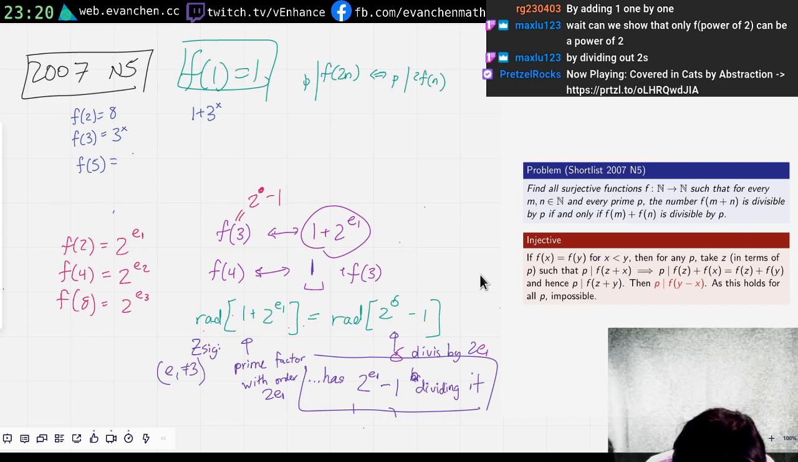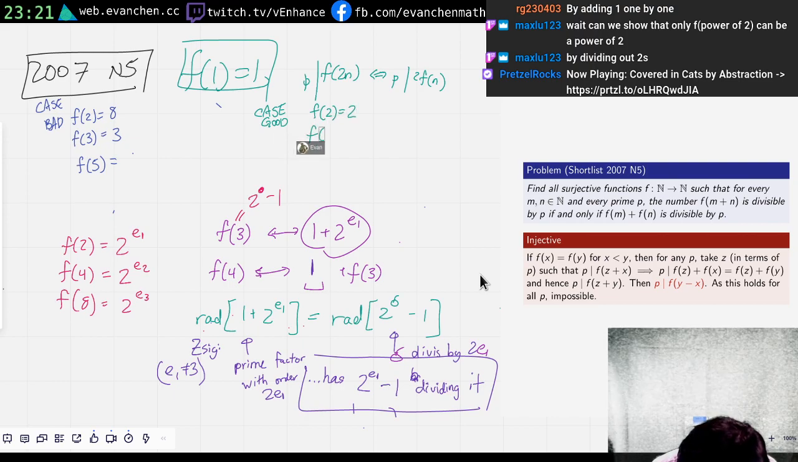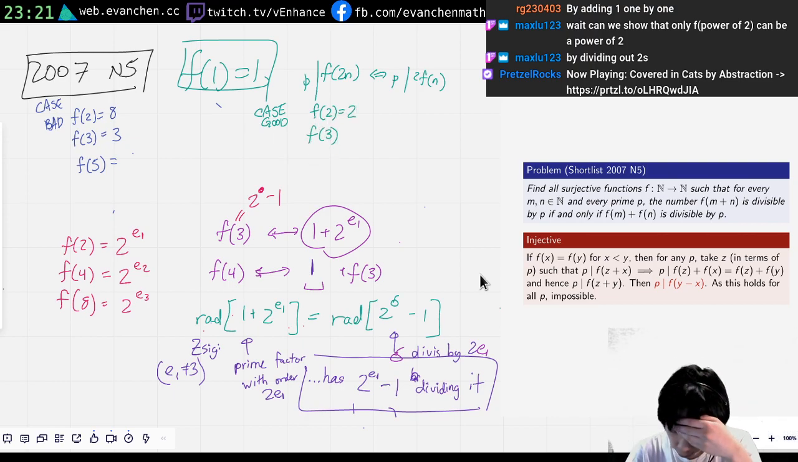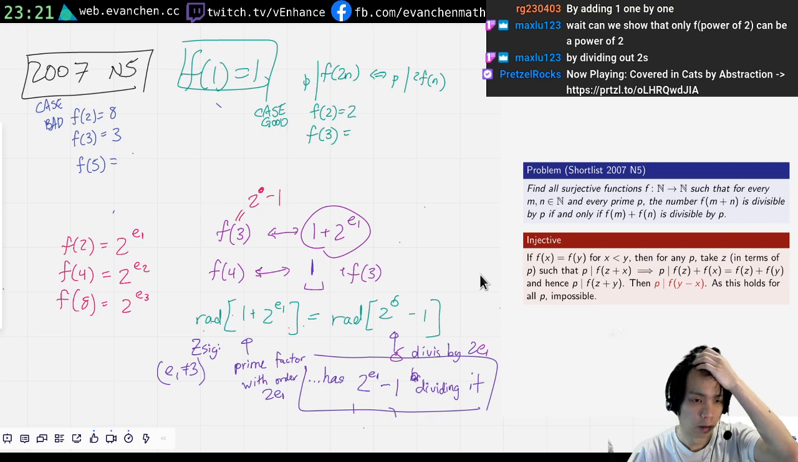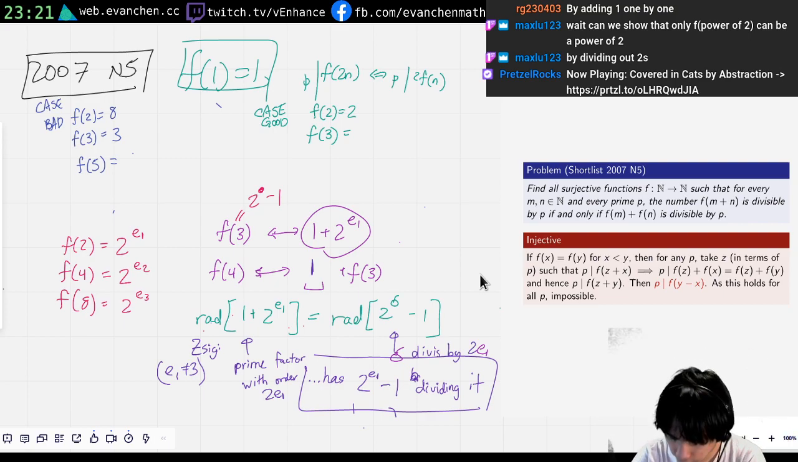Okay, well in that case, f of 8 still has to be 3. So this is case 1, this is the bad case. I'll call it case bad actually, it's easier. And then case good. In case good, our argument is that f of 2 is equal to 2. So f of 3 is some power of 3, and it's required that 3 to the power e1 plus 1 is a power of 2. So actually f of 3 is equal to 3, and then you get f of 4.